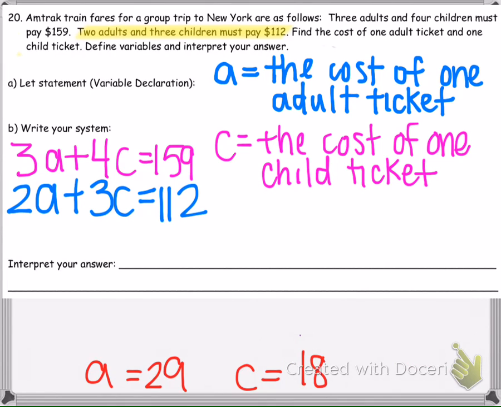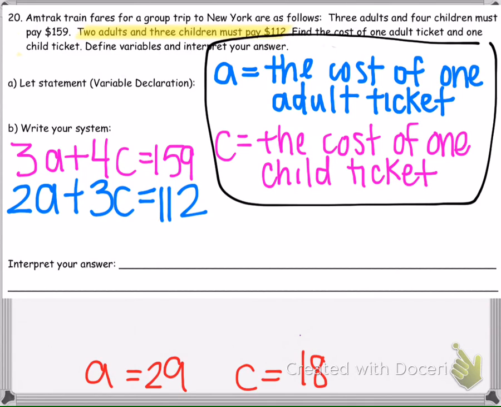So now we need to explain what the 29 and the 18 represents. So if we go back to our let statement here, it tells us that the 29 represents the cost of an adult ticket. Not that there's 29 adult tickets. It represents that the adult tickets cost $29 each, and the child ticket costs $18 each.